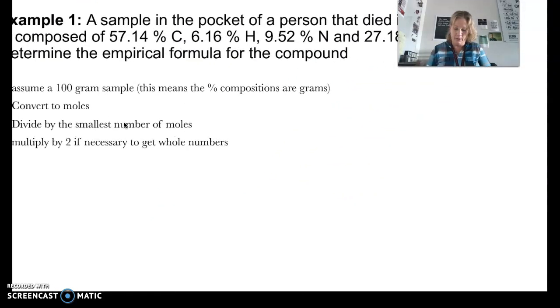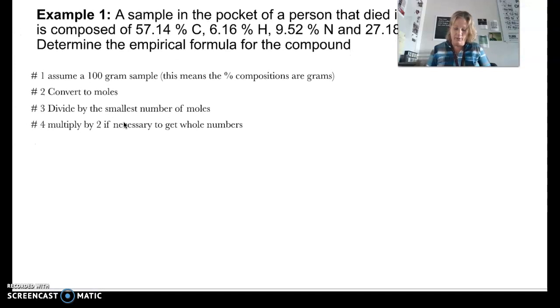So what we're going to do is first calculate the empirical formula when given the percent composition of the elements. This would be an example of using it as forensics, where you found something and we know that the sample is 57.47% carbon, 6.16% hydrogen, 9.52% nitrogen, and 27.18% oxygen. So what we always do first is assume we have a 100-gram sample, so all of these percentages essentially change to grams.